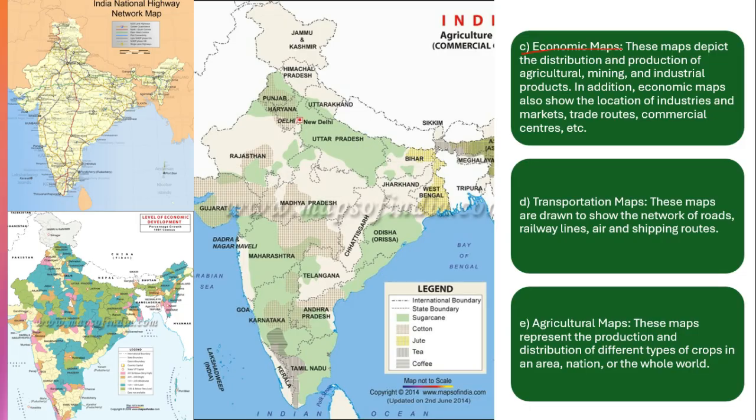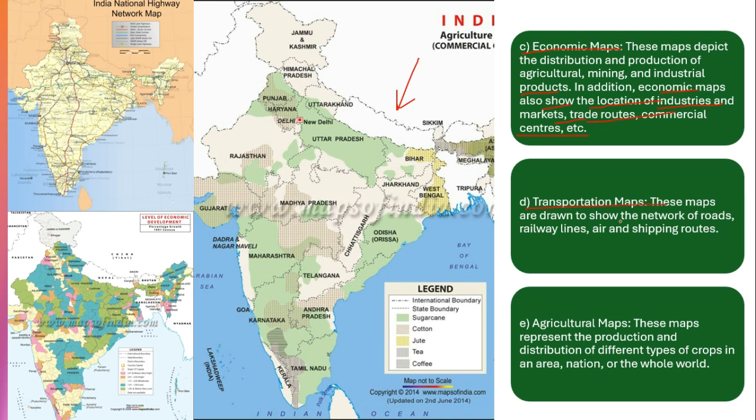What is economic map? So these maps depict the distribution and production of agricultural, mining and industrial products. In addition, economic map also shown the location of industries and market, trade routes, commercial centers. So like here you can see this commercial map of agriculture, like in which region of India what kind of agricultural products are growing. Then we have transportation maps.